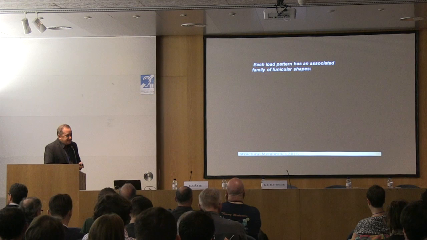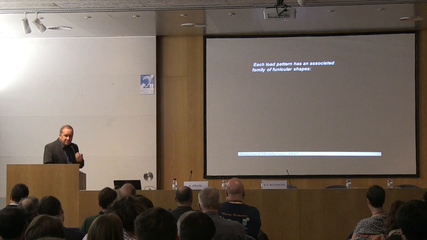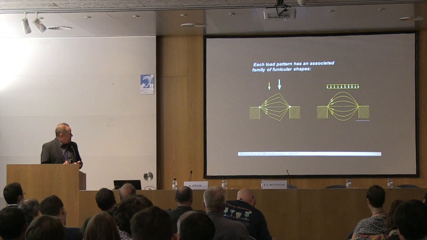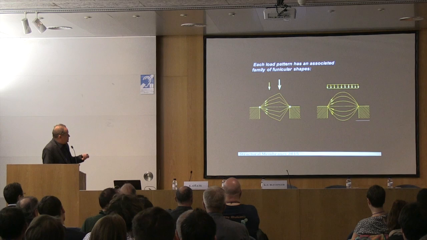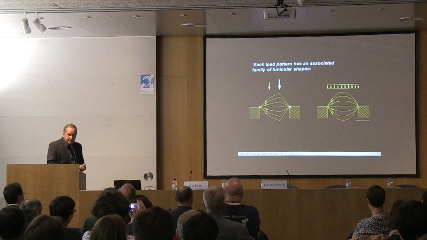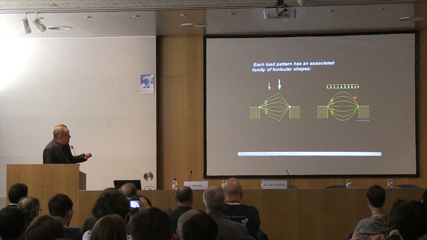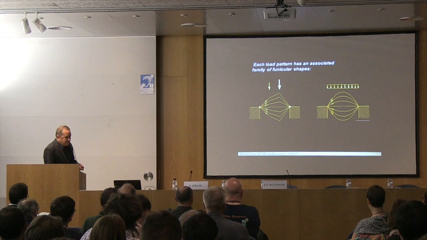Instead, I will point out that each load pattern has an associated family of funicular shapes. So, for concentrated loads, we have this whole family of polygonal cables or arches, which are able to withstand the loads without bending. And the same for distributed loads. So we have here all this family of parabolic cables and arches, which are able to withstand this uniformly distributed load.